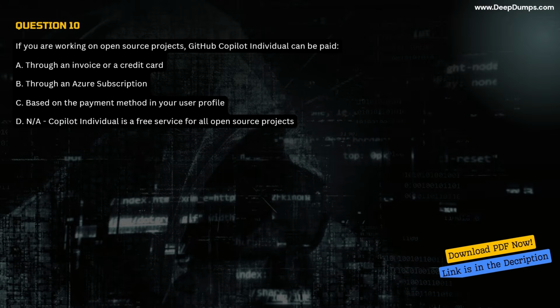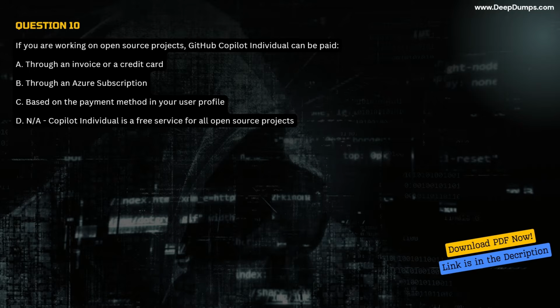Question 10. If you are working on open-source projects, GitHub Copilot Individual can be paid. A. Through an invoice or a credit card. B. Through an Azure subscription. C.